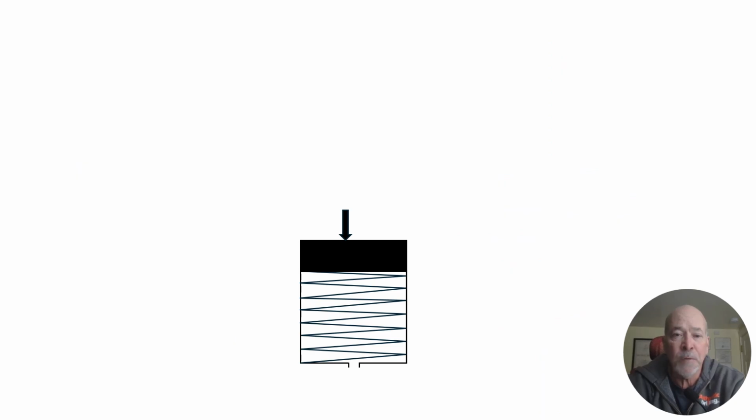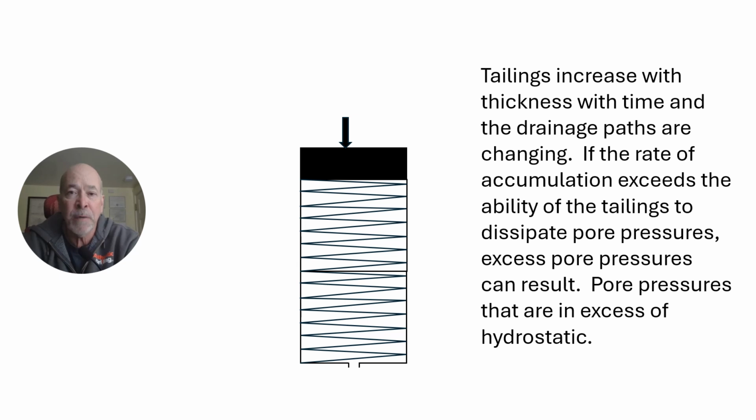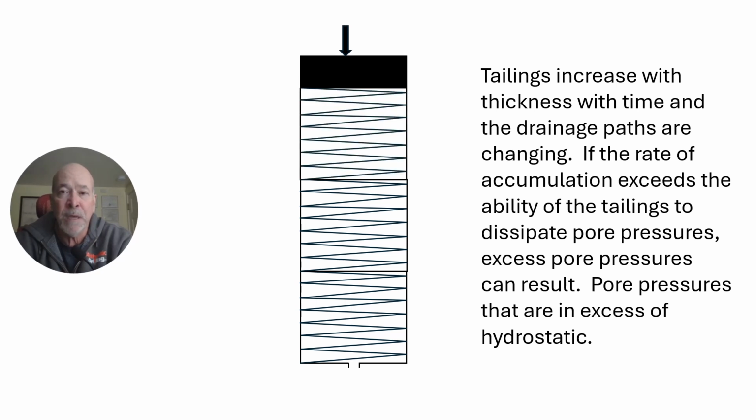Well, in tailings, it doesn't work that way. We have accumulating layers. So we've got a layer that's deposited. We put more tailings down. So the tailings increase with thickness with time, and the drainage paths are changing. And so if the rate of accumulation of the tailings exceeds the ability of the tailings to dissipate the pore pressure, excess pore pressures can result. Those are pore pressures that are in excess of hydrostatic.